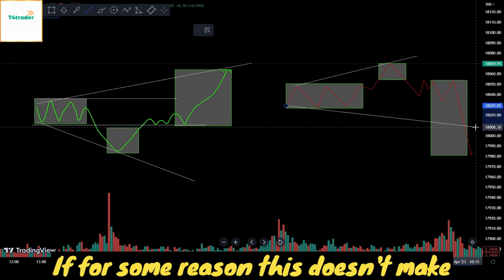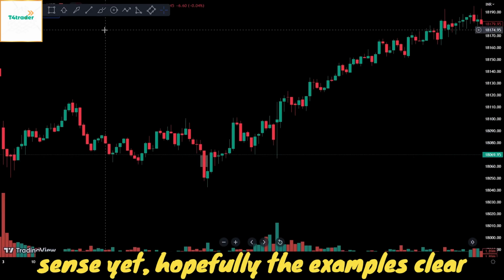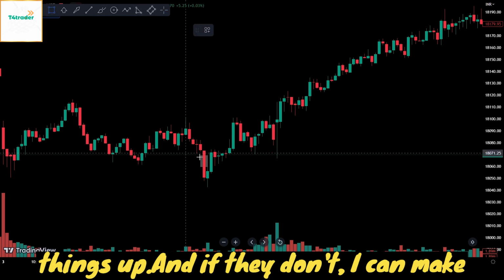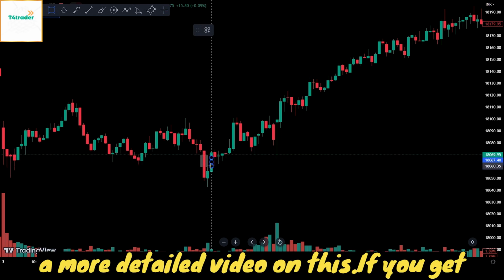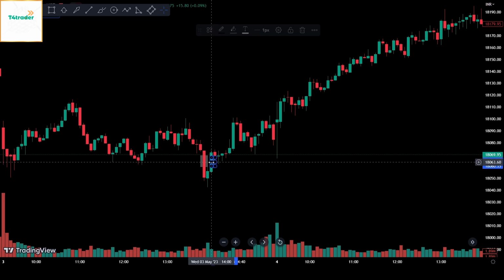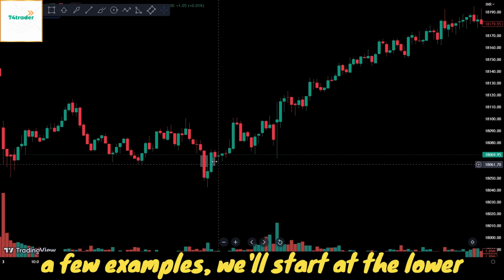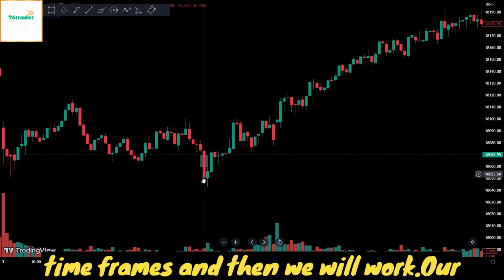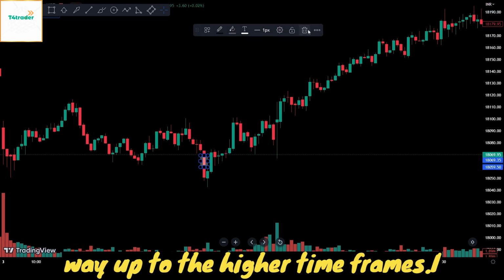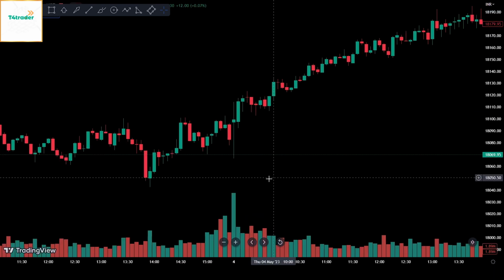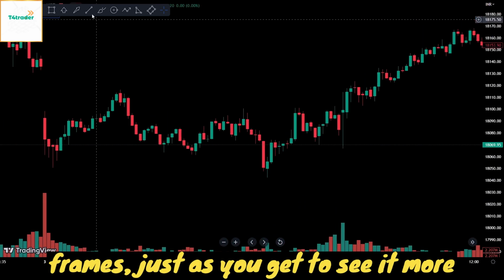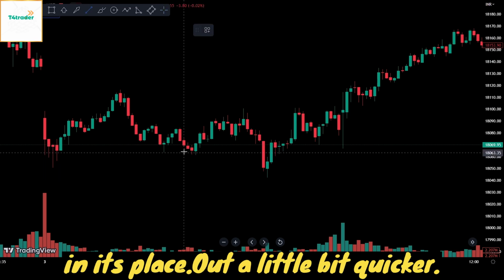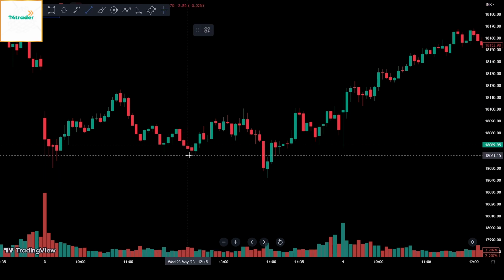If for some reason this doesn't make sense yet, hopefully the examples clear things up. And if they don't, I can make a more detailed video on this. We'll start at the lower time frames and then we will work our way up to the higher time frames. I prefer this model on the lower time frames just as you get to see it more and it plays out a little bit quicker.